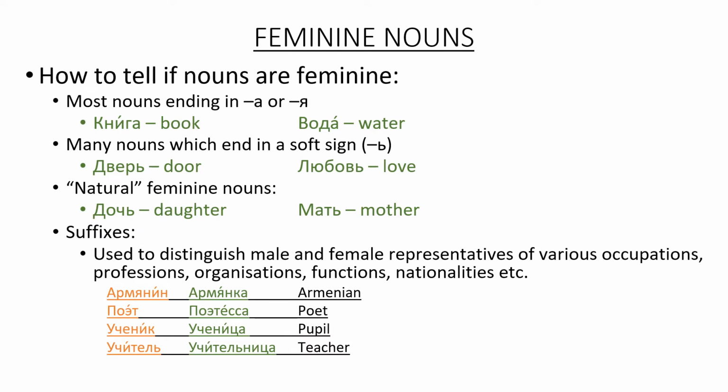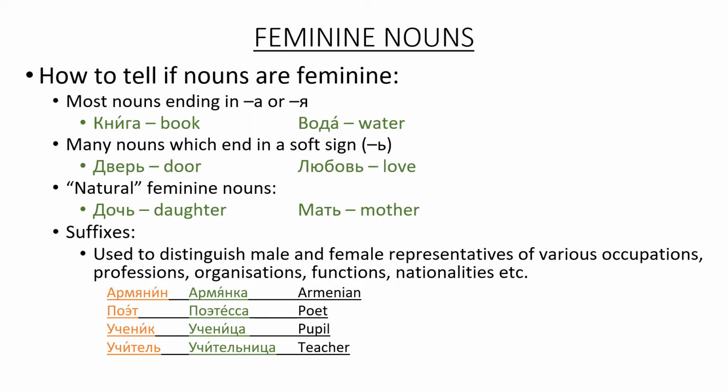How can you tell if a noun in Russian is feminine? Most feminine nouns end in an а or a я, such as книга, meaning book, and вода, meaning water. Many feminine nouns also end in a soft sign, such as дверь, meaning door, and любовь, meaning love. There are also some nouns which are referred to as natural feminine nouns. These include дочь, meaning daughter, and мать, meaning mother.